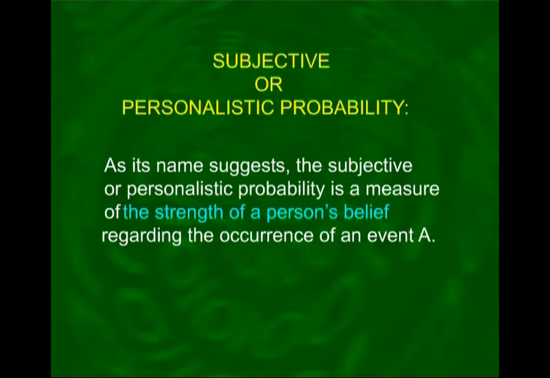All right, having revised the concepts of mutually exclusive, exhaustive, and equally likely events, let us now begin the discussion of probability itself. As I said earlier, students, probability can be approached in two ways: the subjective approach and the objective approach. As you now see on the screen, subjective or personalistic probability, as it is called, is a measure of the strength of a person's belief regarding the occurrence of an event A. Students, probability defined in this manner is purely subjective.